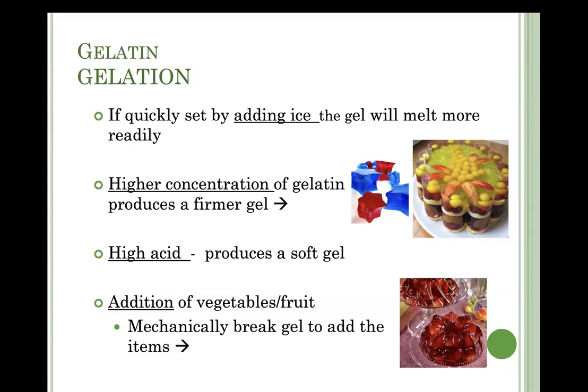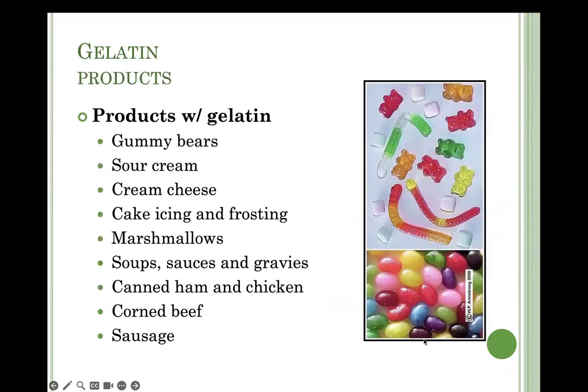If you're working with acid, that'll give you something like a softer gel. All right, this is good for different types of cakes. And if you want to add different fruits to it, you can wait till the gel sets 50% of the way. You can mechanically break the gel and add whatever you want in there. But you want to be careful. This is nice. It keeps everything dispersed instead of everything falling towards the bottom.